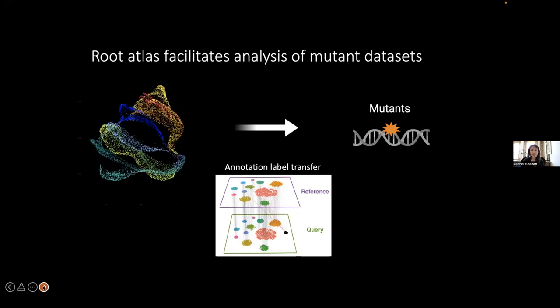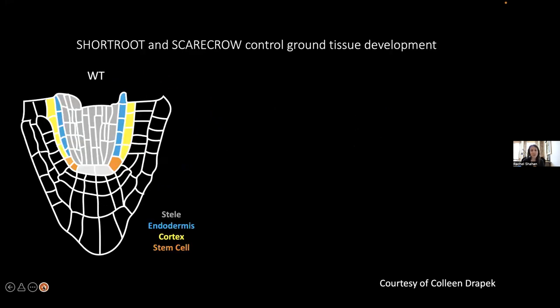So as a proof of principle, the first thing that I wanted to do, of course, was to try this on two mutants that we already know a lot about. So I profiled the mutants of two transcription factors, Short-root and Scarecrow, which have been studied in my postdoc lab, the Benfey lab, for a very long time. And both of those transcription factors are really crucial for ground tissue development.